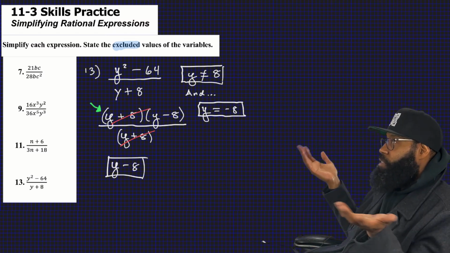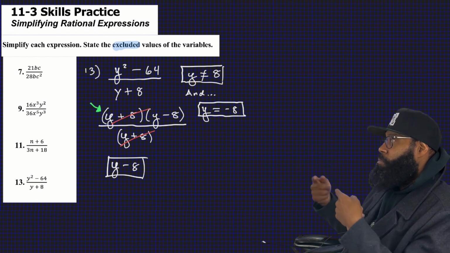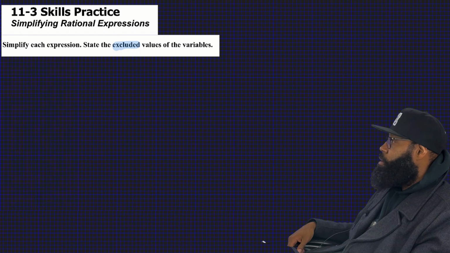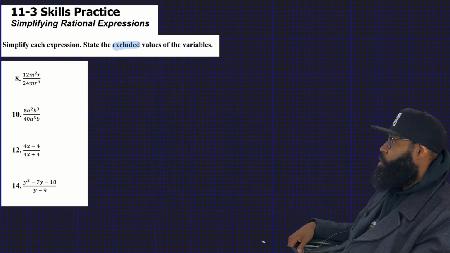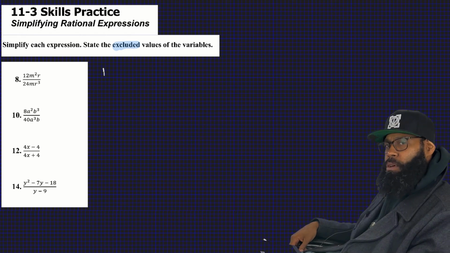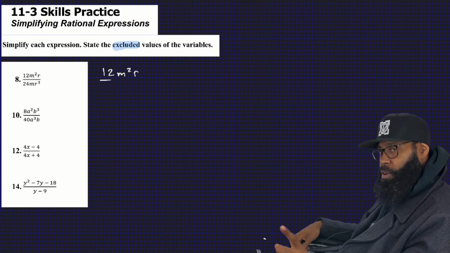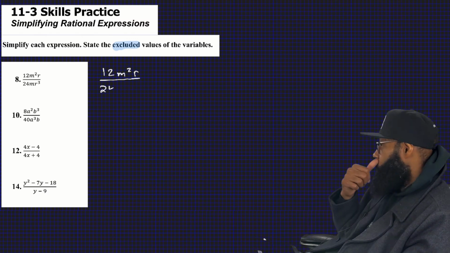Simplify each expression. State the excluded values of the variables. Boom. Did it. And how about some more? That's what I like. So we got 2 more monomials, a binomial divided by a binomial, and then of course the big dog.